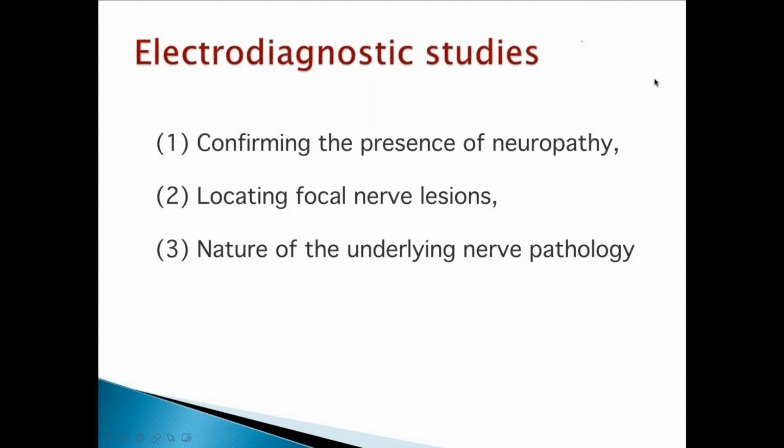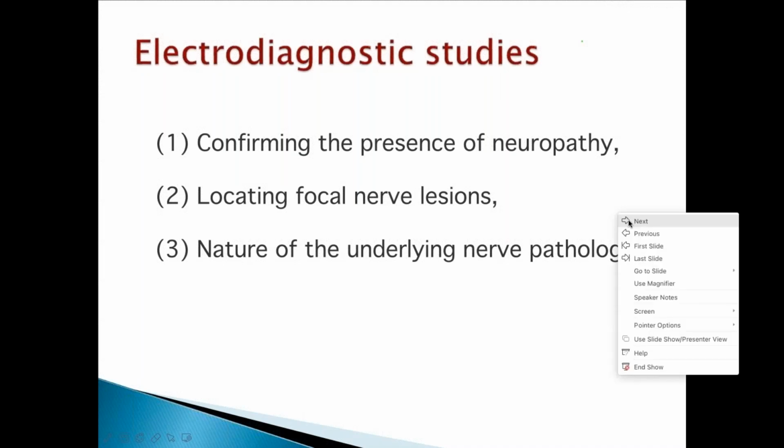Like we do ECG for the heart, we are doing the same for the nerves. Put two electrodes and then measure the velocities and amplitudes between these two electrodes. Now this will confirm the presence of neuropathy, location, and then nature of the nerve pathology. So I will discuss this in a bit of detail.